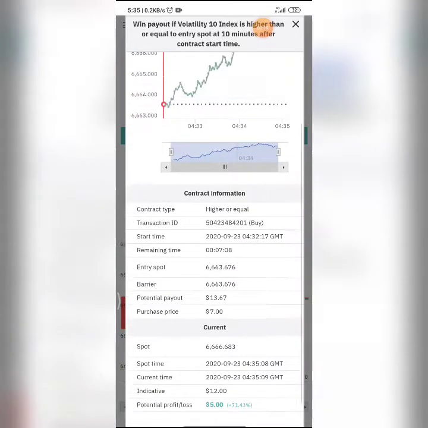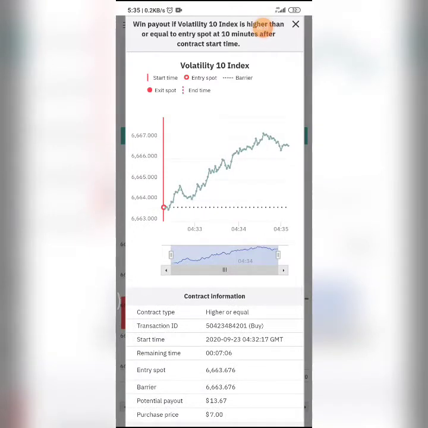It's Lex Trade Profit, and we're actually in profit right now. And I'm gonna just make a short video and tell you something about trading on binary or Deriv.